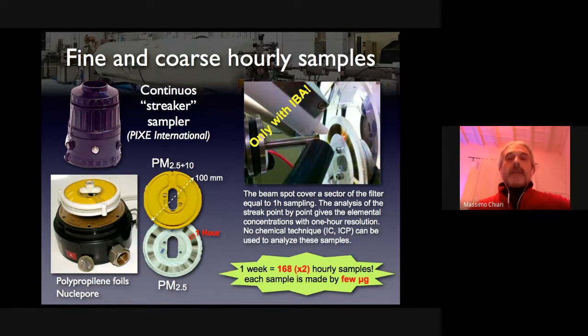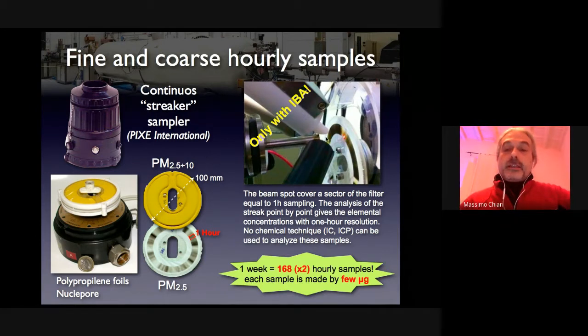of sampling. So by shaping the beam, by focusing the beam just to analyze a 1 millimeter spot, and by moving the sample under the beam, you can collect a series of spectra, for example 168 spectra for 1 week, and each spectrum can be used to analyze the composition of the aerosols on a 1 hour time scale. Obviously, you can change the time of the sampling, so you can collect for 2 hours, and so increase the length of the sampling, so 2 weeks instead of 1.